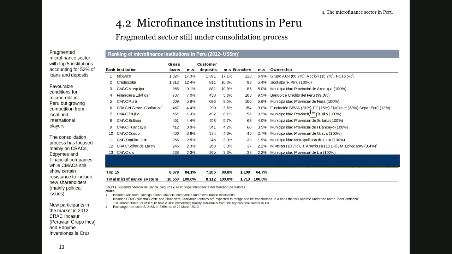What about a ranking of the microfinance system itself, okay? So only including microfinance institutions. If you have a ranking in that way, you had Mi Banco, Credit Scotia, then Caja Municipal Arequipa, Edificar, Caja Municipal Caja Piura, and then you had some of the smallest rural banks, Nuestra Gente, Más Confianza, that had merged, Trujillo, Sullana, Huancayo, etc. Okay, and the same here: loans, deposits, branches, and each one with market share and the ownership of each one.